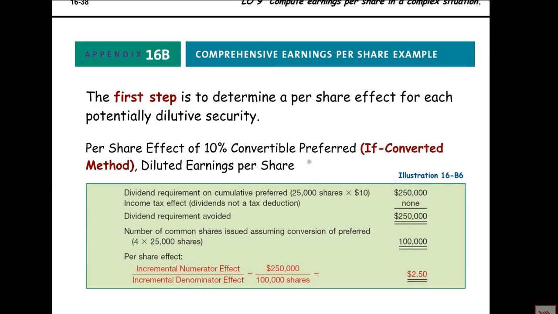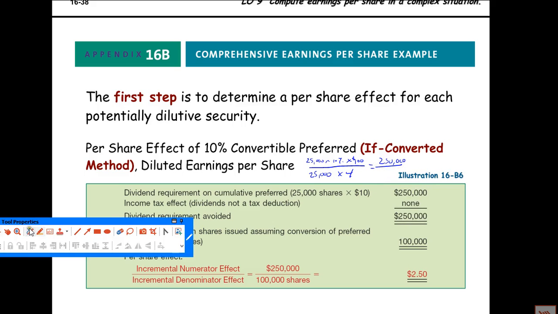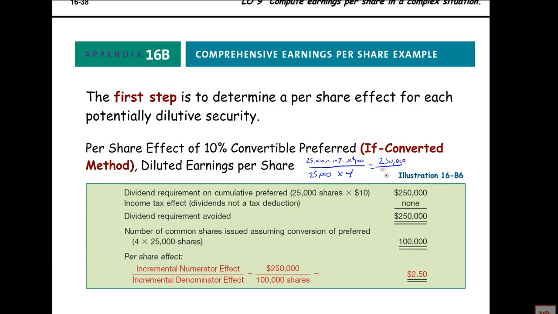So here we don't have any tax effect, but I did the calculation before. Let's do it again. 25,000 times 10% times 100 par value, all over 25,000 shares and a 4-to-1 conversion ratio. That's going to equal 250,000 over 100,000. Per share effect is going to equal $2.50. Still lower than basic, but higher than everything else.